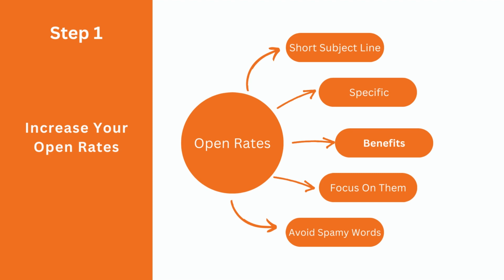Number two, be specific. Mention specific numbers, specific statistics, specific facts in your email subject line. Be specific. For example, 3 ways to lose weight. 3 ways, a number. For example, for facts, try to say like this: now you can lose your belly fat permanently. Losing belly fat is specific for the reader.